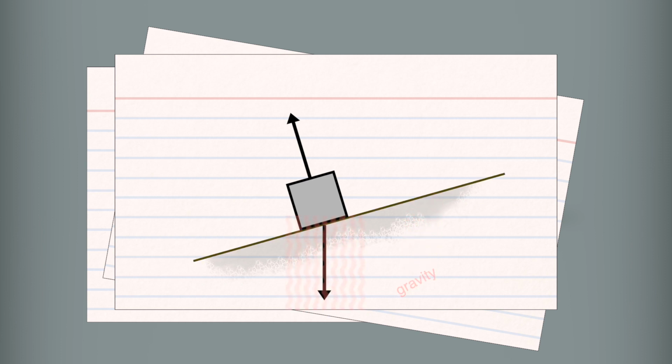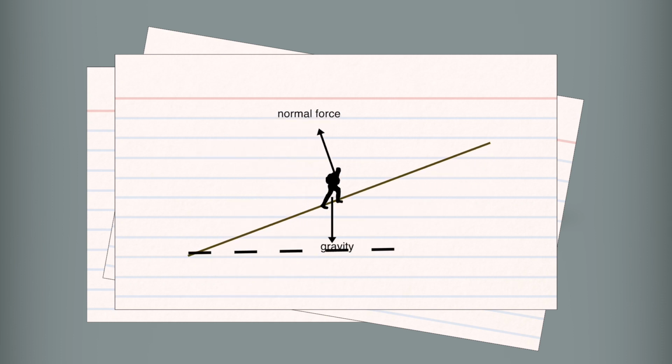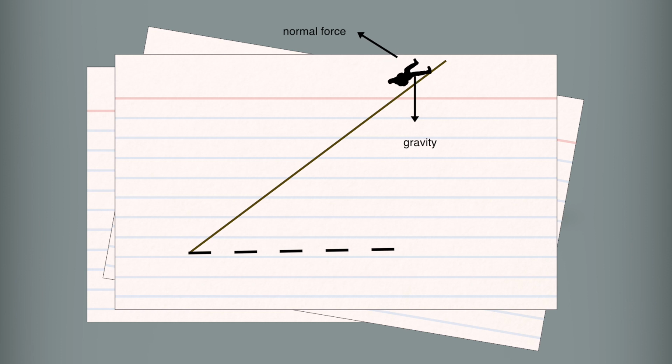And it makes perfect sense too, because if you're climbing up an inclined surface, the steeper the surface, the more likely you would be to fall backwards down the slope.